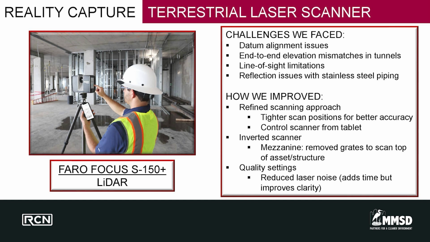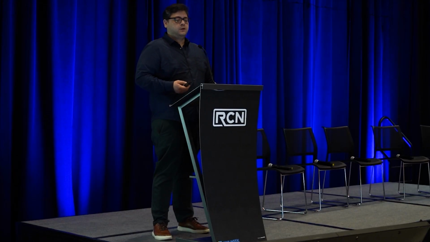This is our terrestrial laser scanner, the FaroFocus S150. That's not one of our surveyors, but some of the challenges that we did face are end-to-end elevation mismatches in our tunnels, line of sight limitations, and reflection issues with stainless steel piping. We were able to improve some of those areas with refined scanning approaches by using tighter scan positions, raising and lowering the scanner in certain positions where pipes were next to each other, on top of each other, making them harder to see, even inverting the scanner to capture the top of an asset or structure, and then changing quality settings, which can add time but does improve clarity.